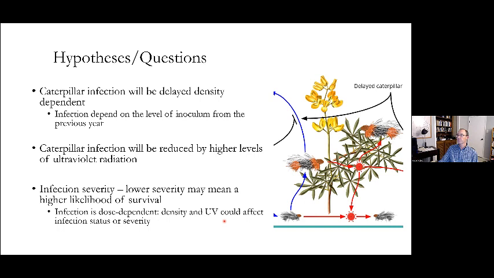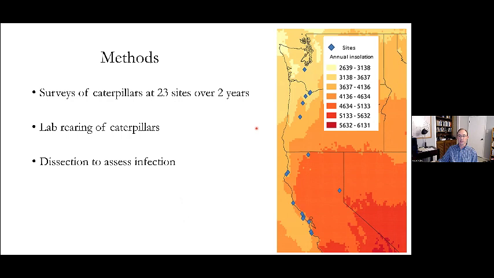So we tested this by doing a large-scale survey, and this is mainly due to my former PhD student, Adam Pepe. He went from close to Vancouver, so you have Washington State here around Seattle. You have sites through Oregon and then sites down about as far as somewhere like Santa Cruz and south of San Francisco in California. Bodega is up here with various sites around it. We collected caterpillars at 23 different sites over 2 years. We reared those caterpillars. We dissected them to assess their infection.